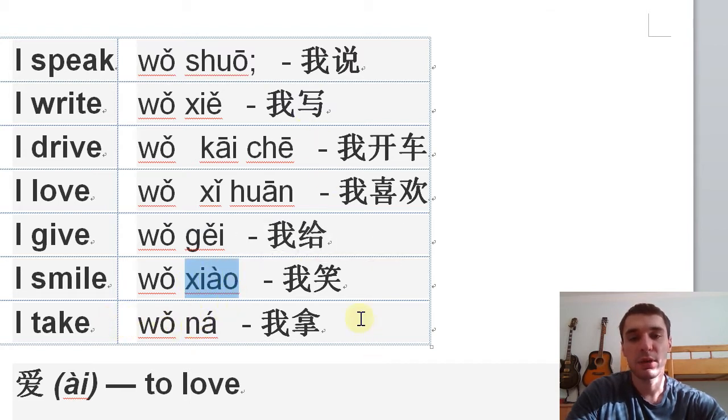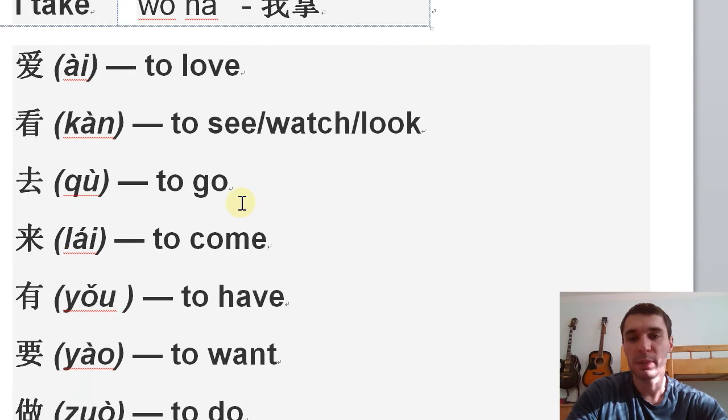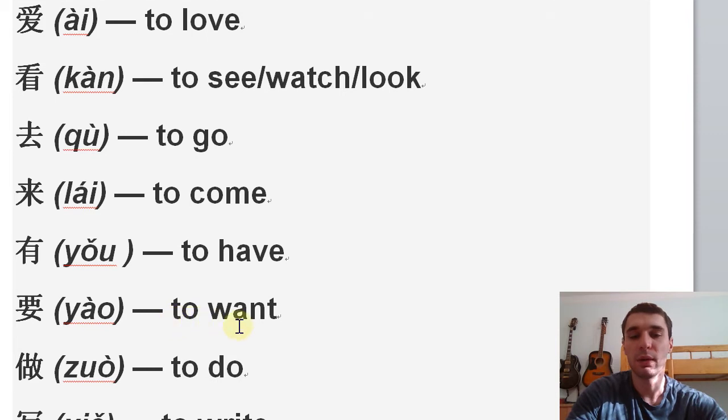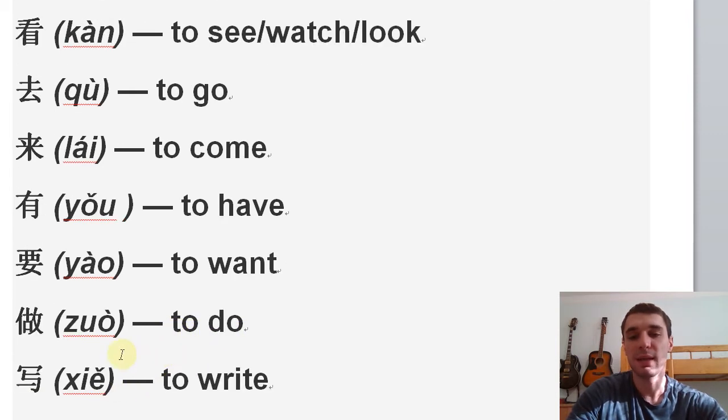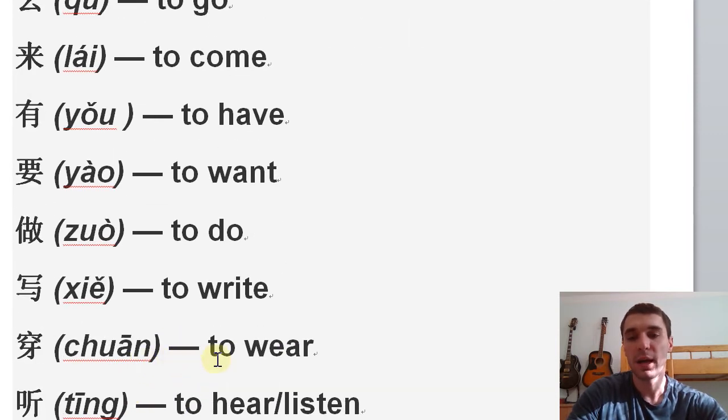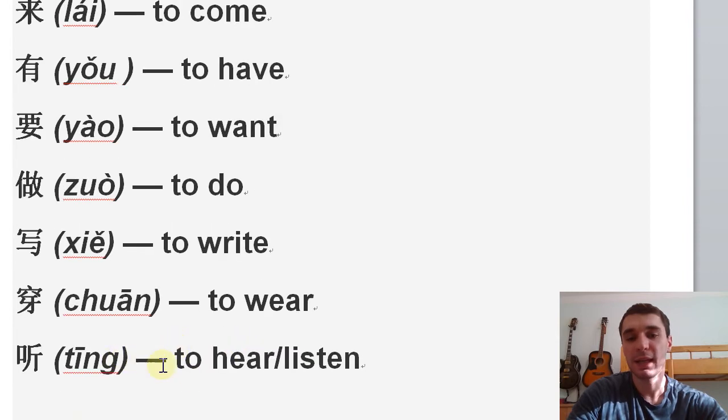You can take a picture, then memorize these words because we are going to use them every time in the future to make the sentences, okay? Some other verbs. 笑, to laugh. 看, to see. 去, to go. 来, to come. 有, to have. 要, to want. 做, to do. 写, to write. 穿, to wear. 听, to hear.